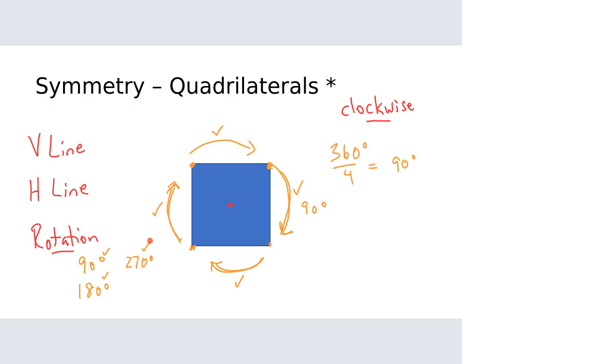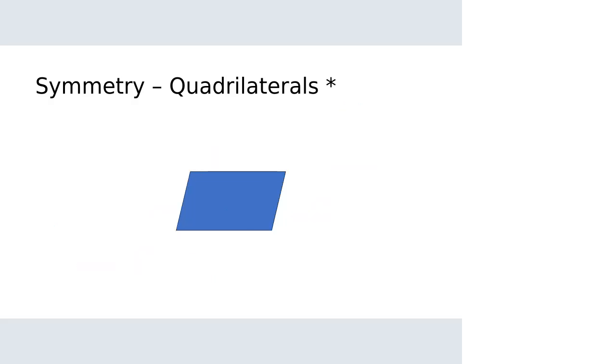Any questions about the symmetry that we just discussed related to that square? All right, let's do another one. We have this quadrilateral here. It happens to be a parallelogram. I'm going to ask you the exact same question: what symmetries does this parallelogram have?